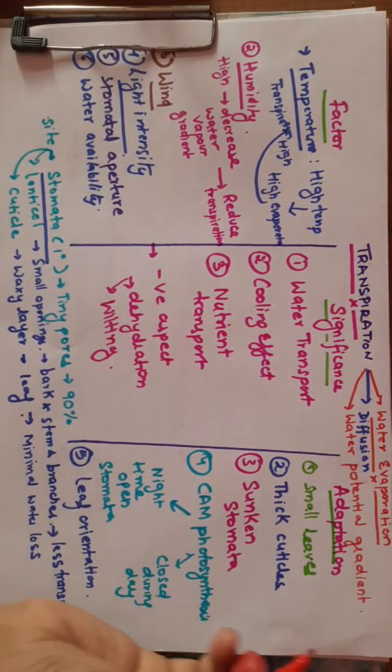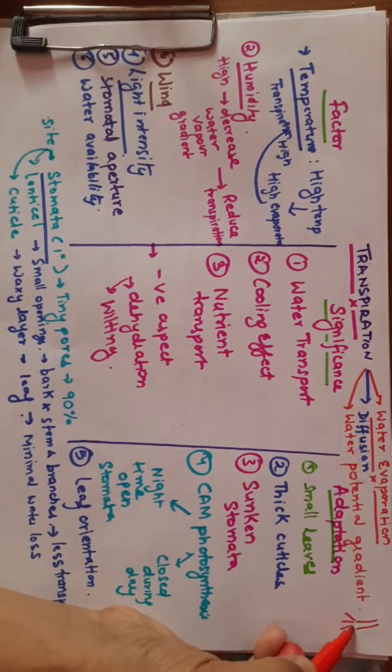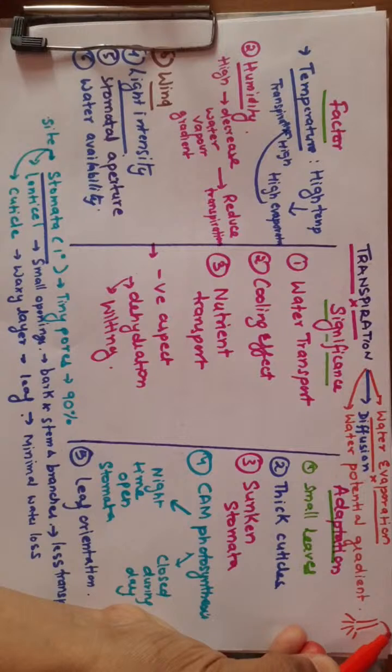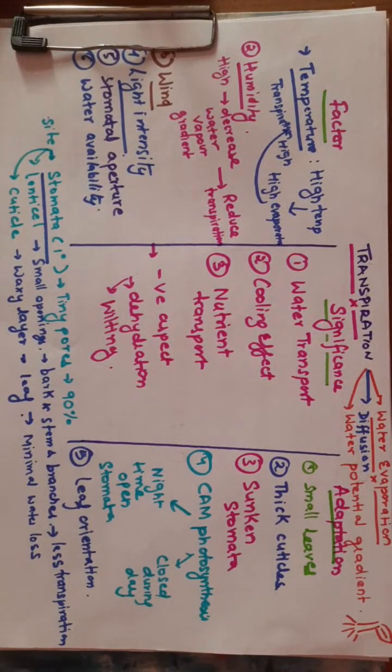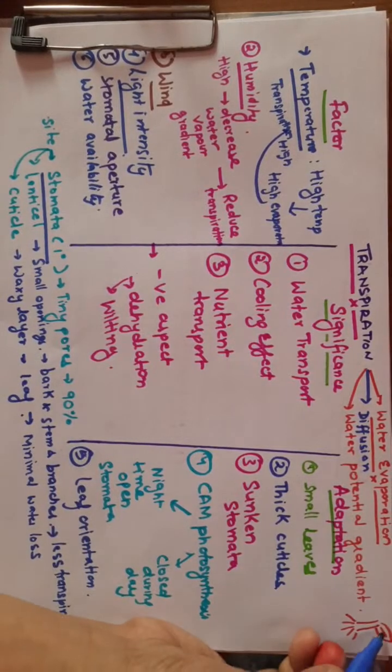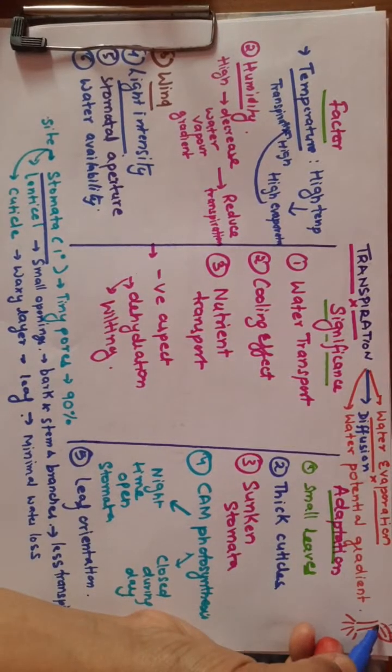So you know what will happen. Suppose this is a plant, this is a stem, this is the root. Now transpiration is occurring in the leaf. Since the water is going out from the leaf in the form of vapor through stomata, lenticels or the cuticle, a force will be created. A pull will be created.